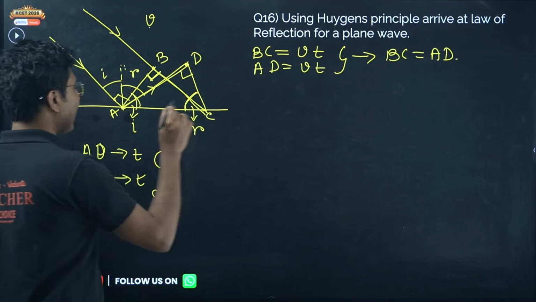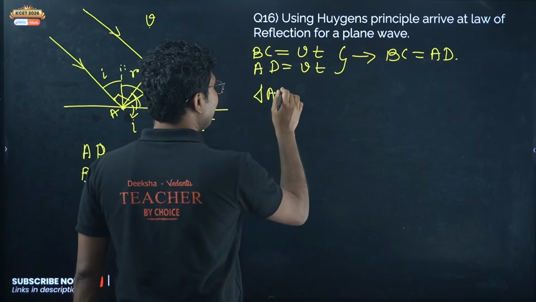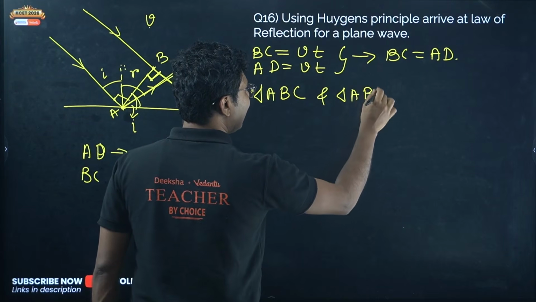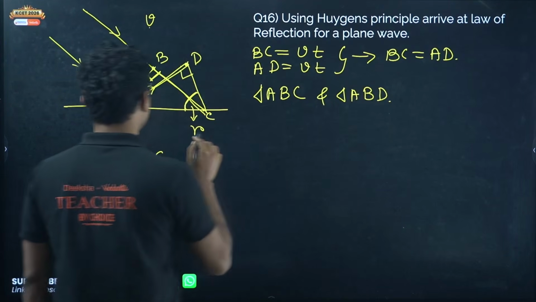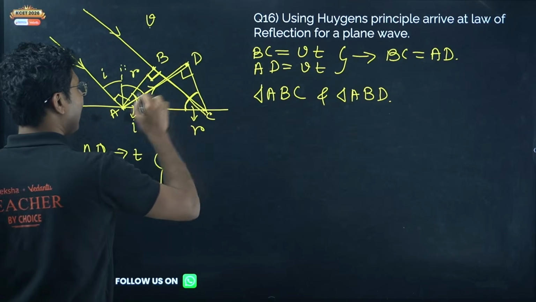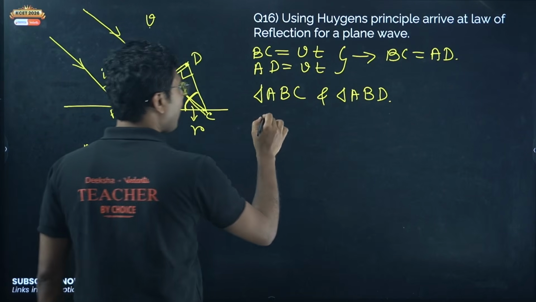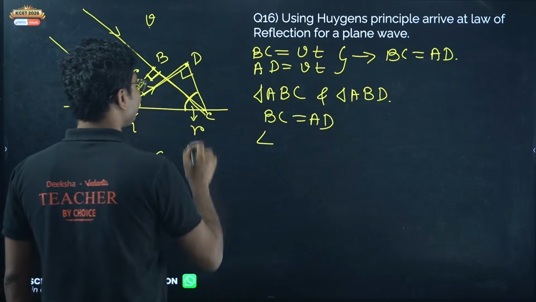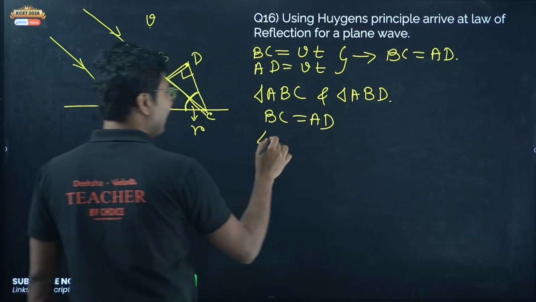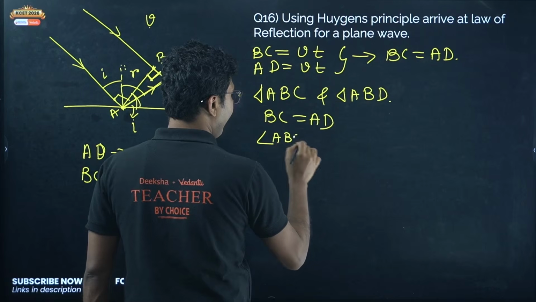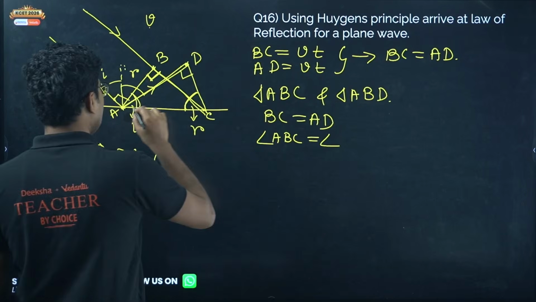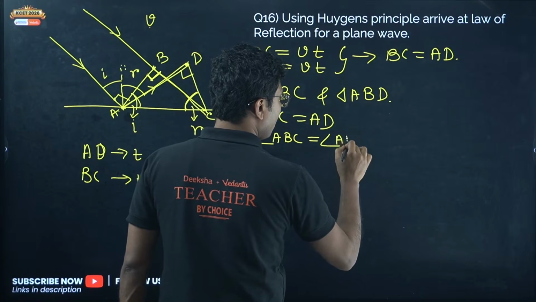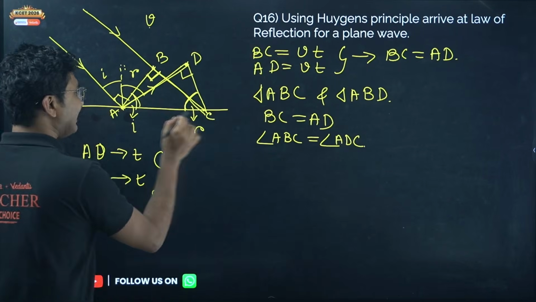Now let us consider triangle ABC and triangle ADC. BC equals AD. Angle ABC equals angle ADC. And AC is common.